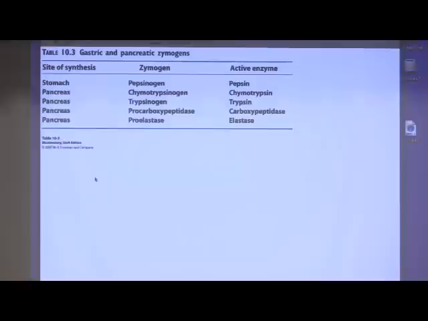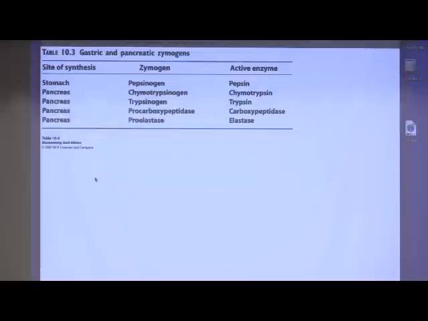Well, that's fine and dandy, except for the fact that the pancreas has cell membranes that are loaded with proteins. So if the pancreas is making proteases that break down proteins, won't the pancreas eat itself? And the answer is it can. Okay? So the pancreas releases what are called zymogens. Zymogens are inactive forms of proteins, in this case proteases.